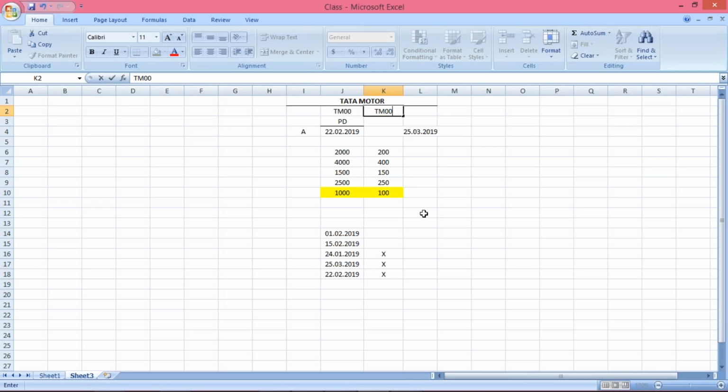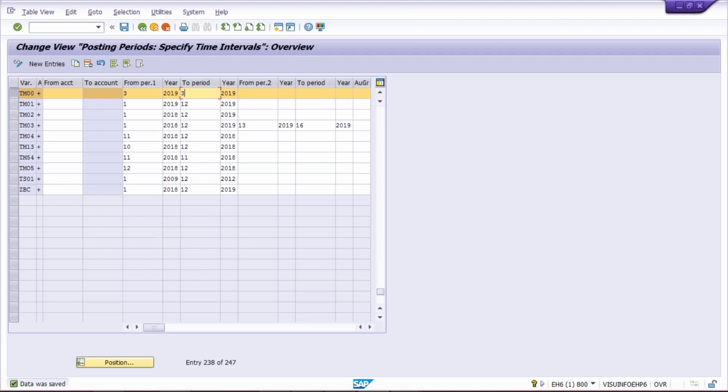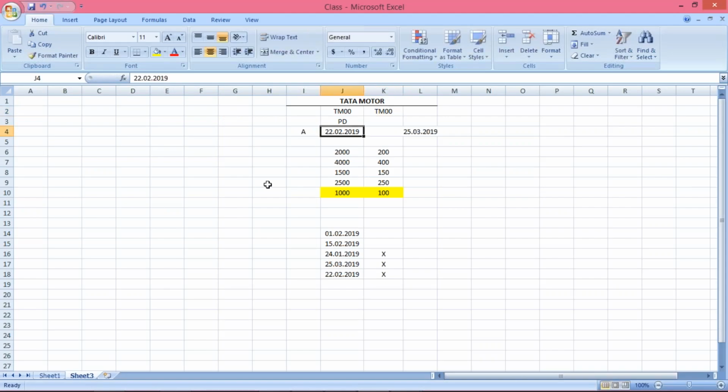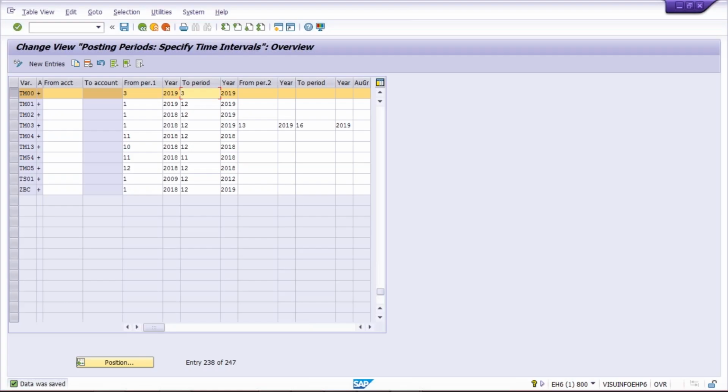Now again in the background, the system checks which posting period we have opened against TM00. Here the posting period is March, the third posting period, whereas the user is trying to post transactions for February month. The system will see that February means the second period, but the second period is not open. It means the second period is not allowed for transaction posting. Except March, no previous period, no future period.